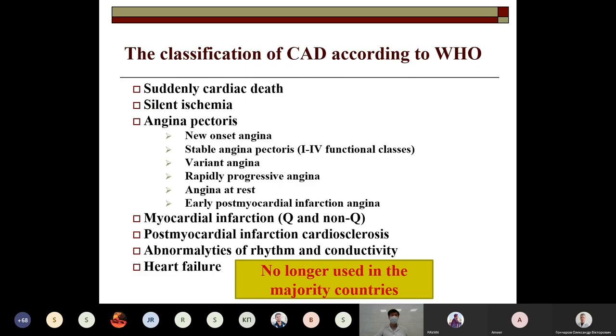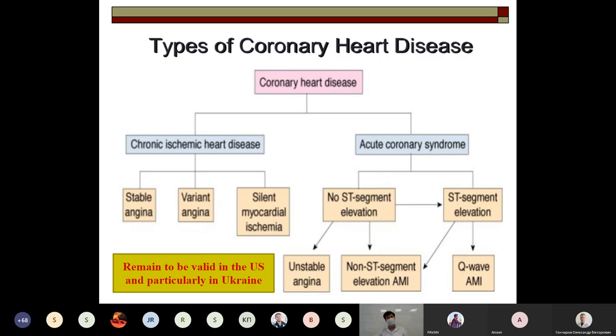Recently, we used the classification of CAD according to WHO, and today it is no longer used in the majority of countries, including Ukraine. Previously, sudden cardiac death, silent ischemia, angina with specific variants, myocardial infarction, Q and non-Q, post-myocardial infarction cardiosclerosis, abnormality of heart conductivity, and heart failure are now incorporated in the statistical classification only. And recently, we used the two-part approach.